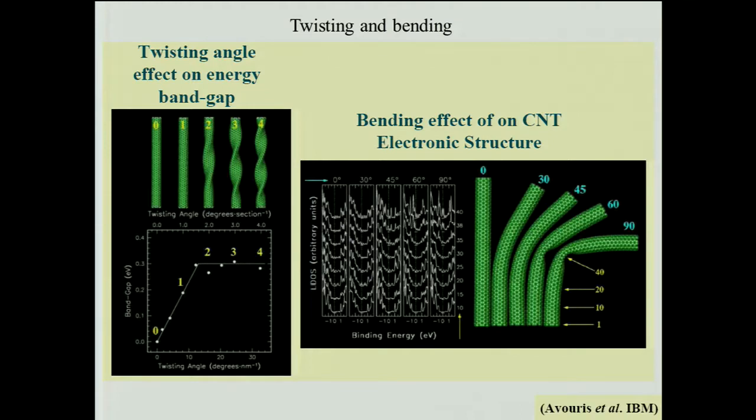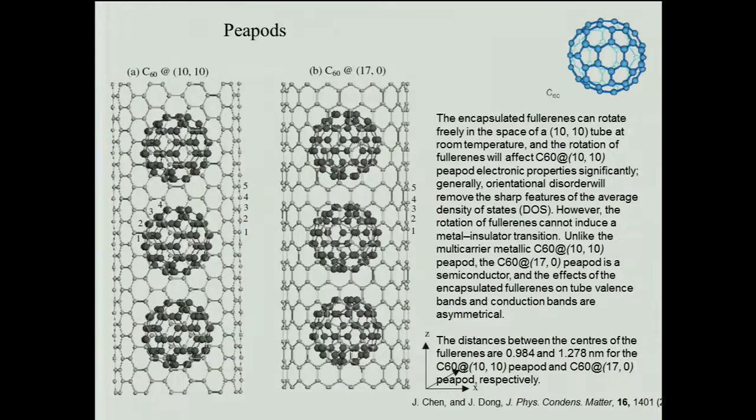So, these are more results on if you can twist, you can bend carbon nanotubes. If you can do that, then the energy of it changes, and you can measure their electronic properties.